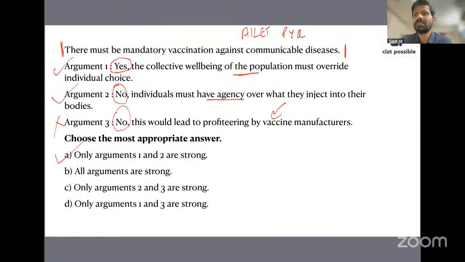So I'm solving these PYQs, right? So you have a sense of how AILET has given answers to these questions previously, right?